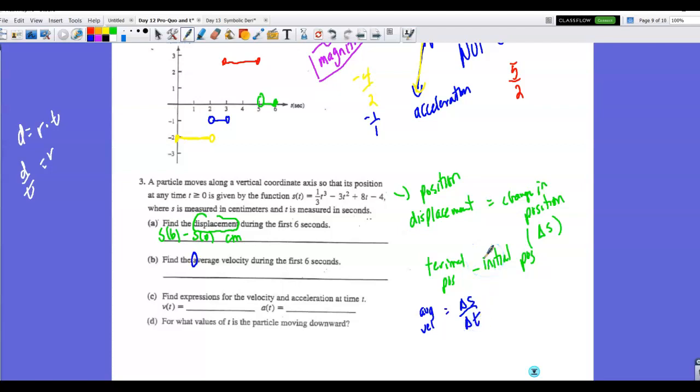In other words, it is the displacement, which is change in position over the change in time. So in this case, that would be S of 6, which we did in the first part, minus S of 0, over 6 minus 0. That would be our difference quotient. And since this is velocity, it would be measured in feet per second. Again, you can use your calculator to calculate that, but right now I'm more interested in how you would do that problem.